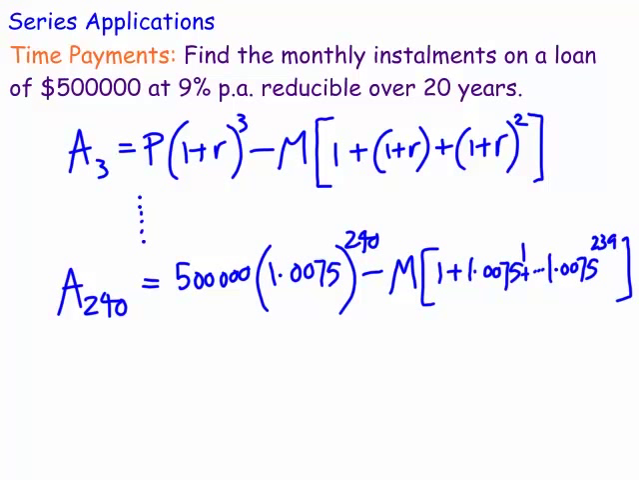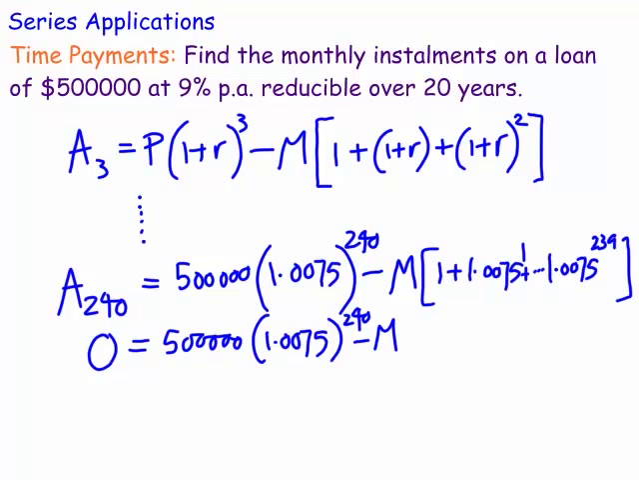We know that after 20 years we should have paid this off, so basically A240 is in fact 0. This allows us now to solve this: 1.0075 to the 240 minus m, and we're going to solve it for m. This is going to be times the sum. You can see here it's a geometric series with a common ratio of 1.0075, but there are 240 lots of these, so we have to sum to 240.